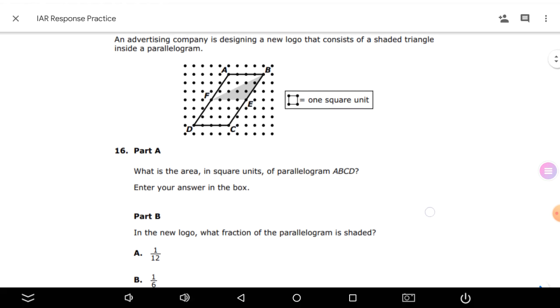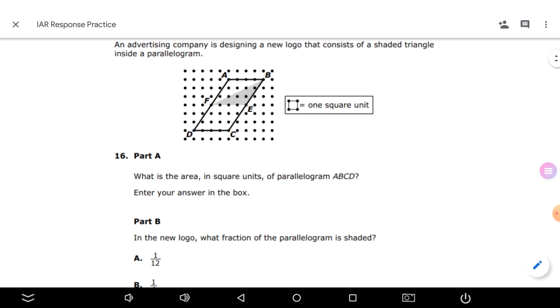So for this one, it says, an advertising company is designing a new logo that consists of a shaded triangle inside of a parallelogram. So it's saying that picture is the logo of a company. What is the area in square units of parallelogram ABCD? Enter your answer in the box. What is confusing about that question? Harper?